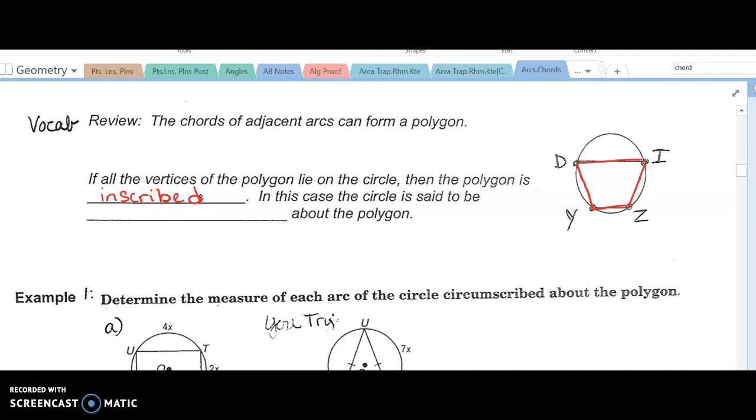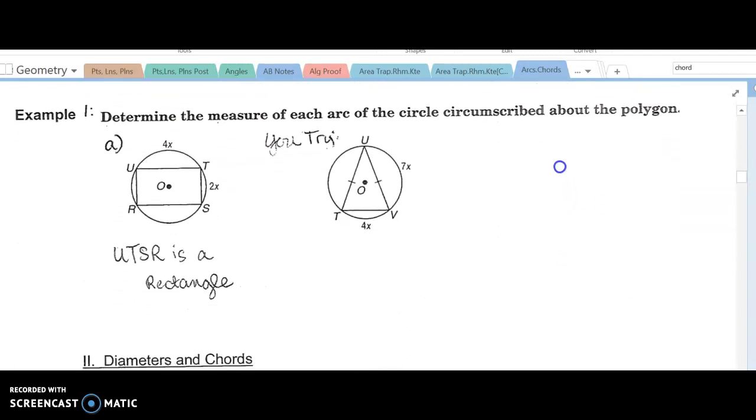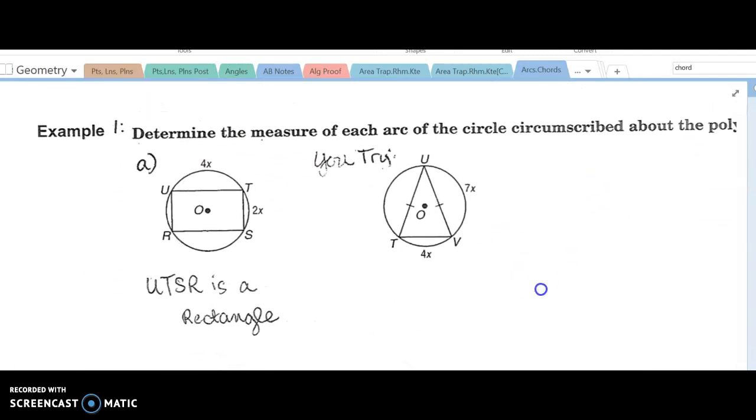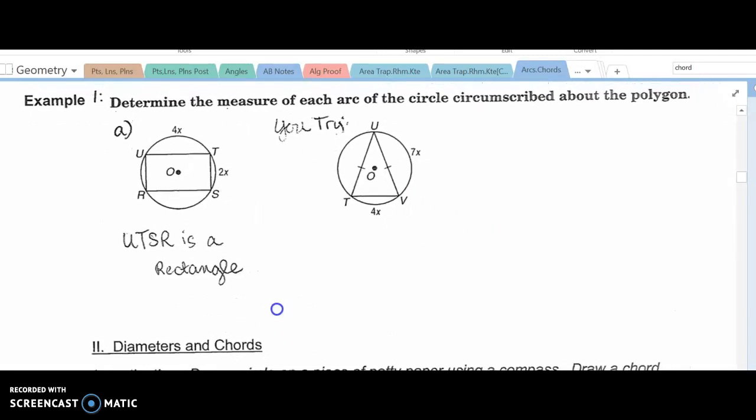In this case, the circle is said to be circumscribed. So what's on the outside is circum, which is going around or about, is what that prefix means. Inscribed, it's on the inside. All right, so that's great, Miss Mitten. Why do I care? Well, using our last theorem, now I have, well, let's read our instructions first.